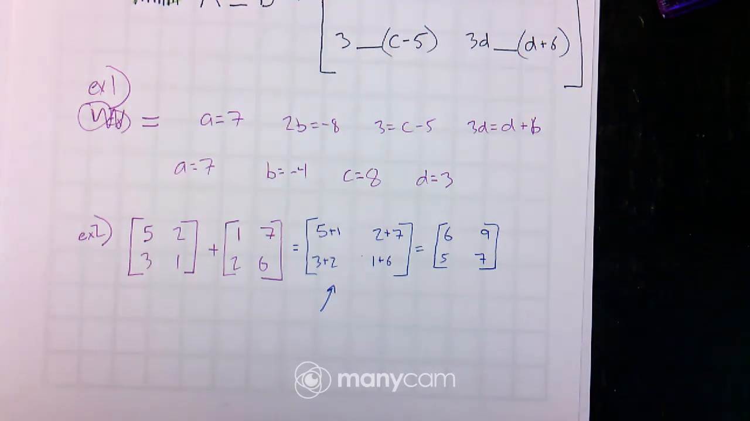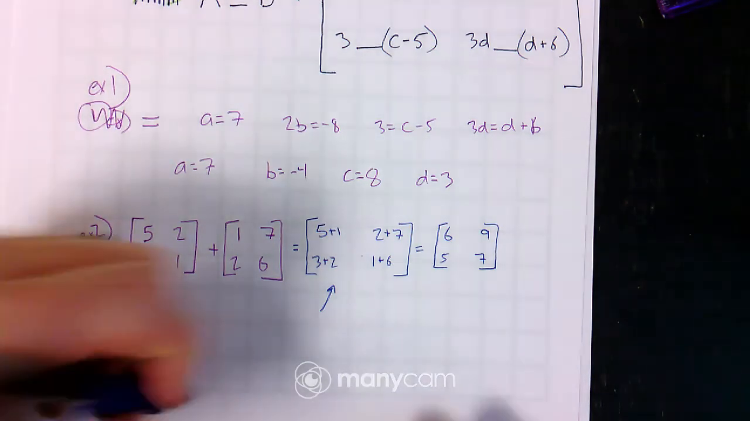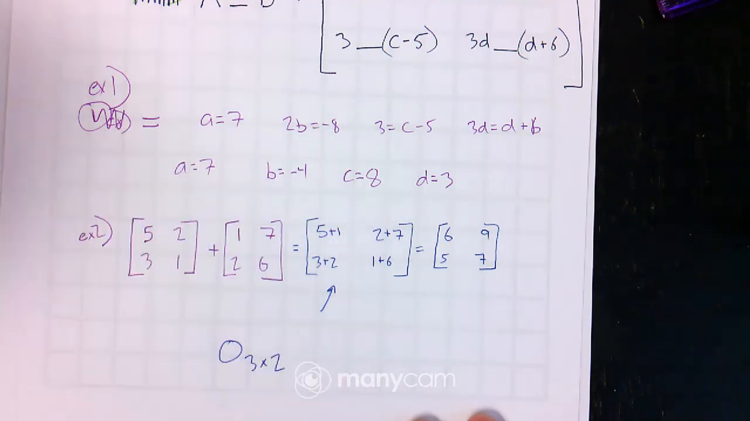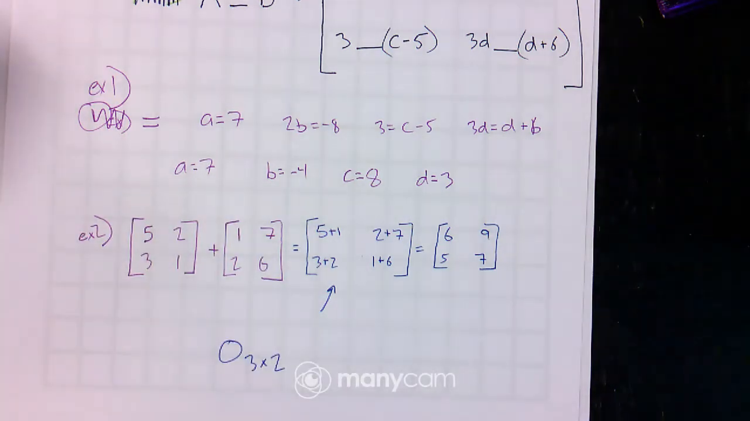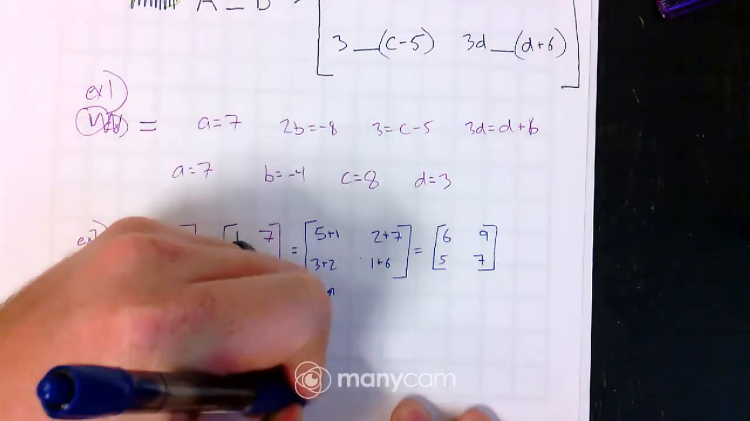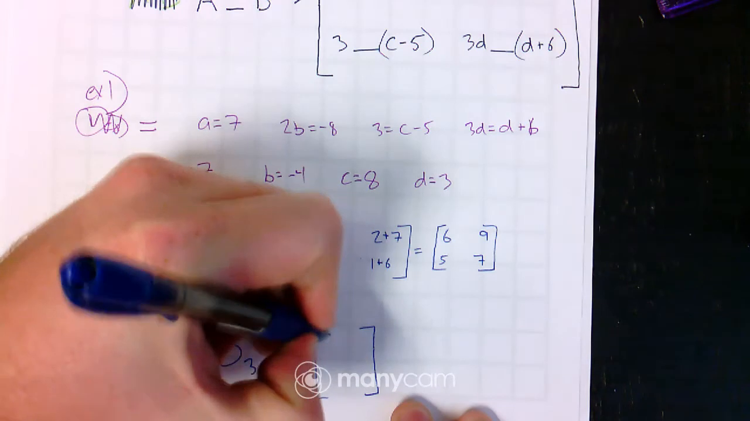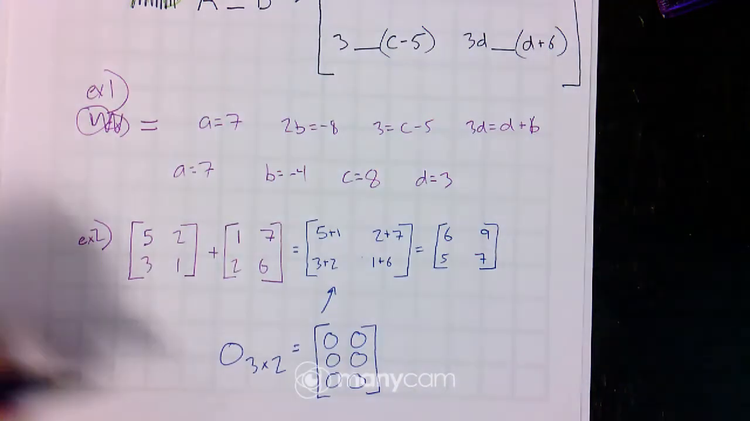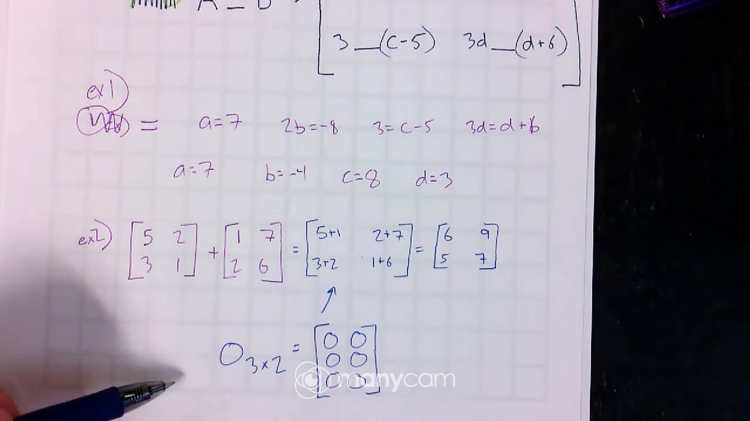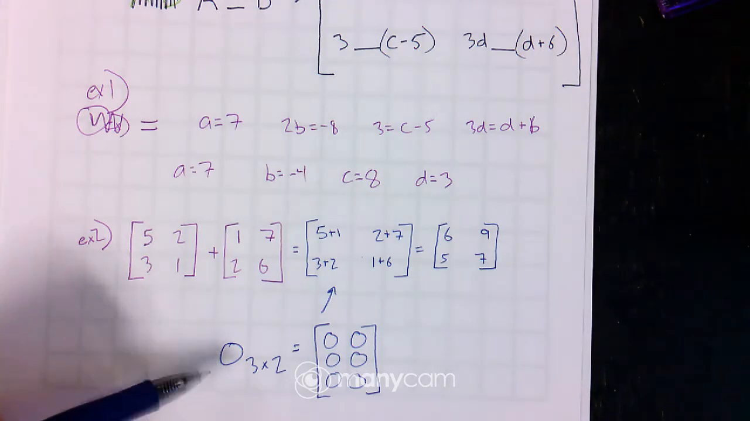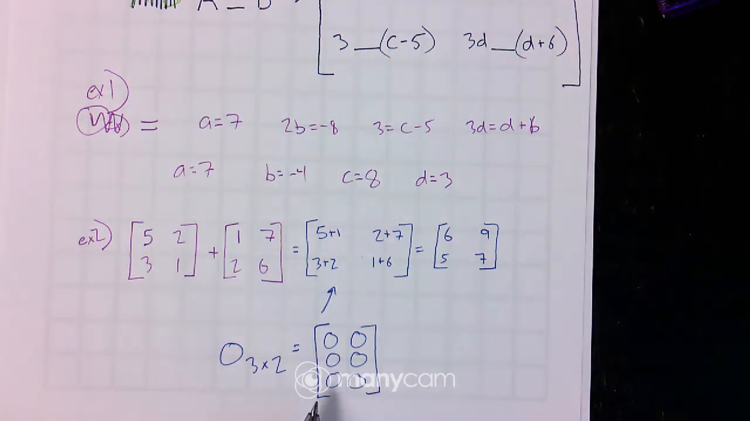Cool. Easy, right? Really quick as a side note, if it says something like 0 sub 3 by 2, it's just saying I have a 3 by 2 matrix that's full of zeros, okay? Because you can't add matrices together if they're not the same size. So it's saying this 0 could be expressed as this. This is just 0, isn't it? Okay?